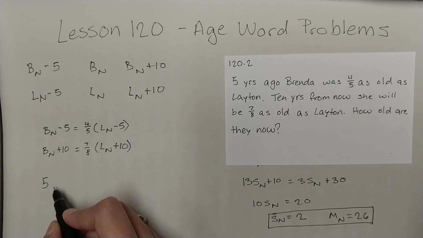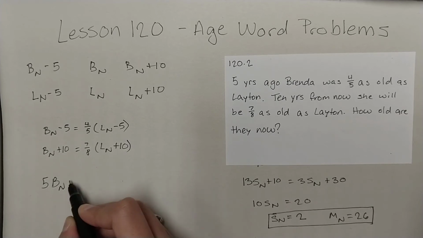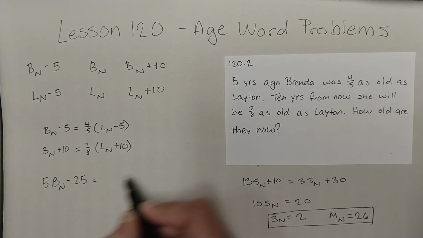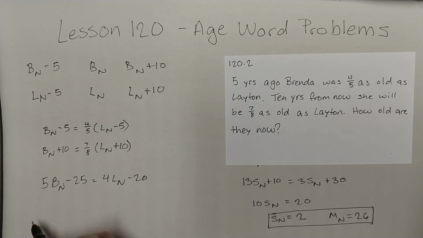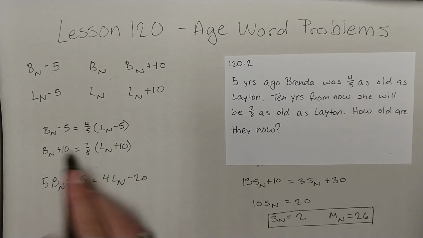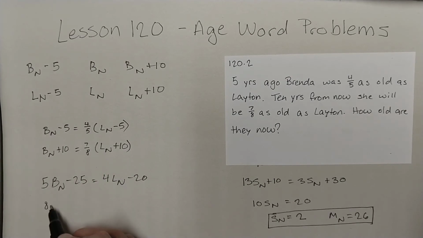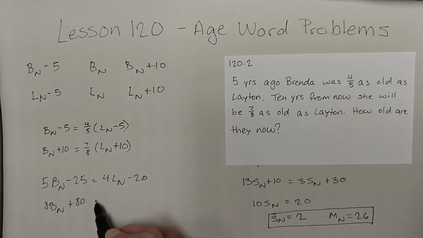So we got I also distributed that 4. Over here, we're going to multiply by 8. Alright, let's go ahead and put all the variables on one side and the numbers on the other.